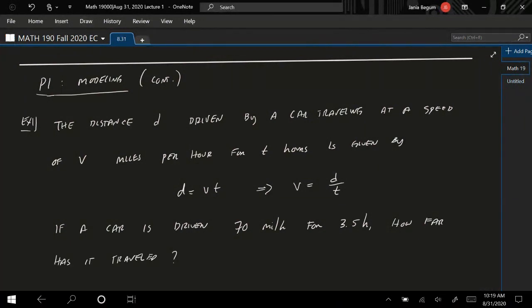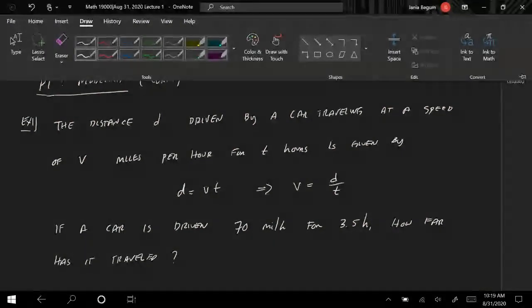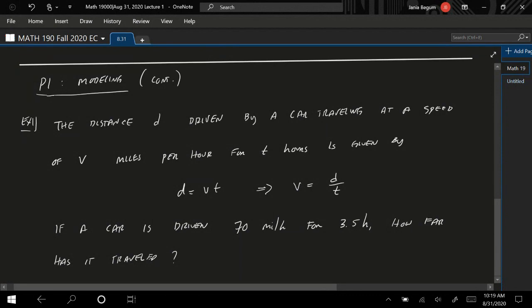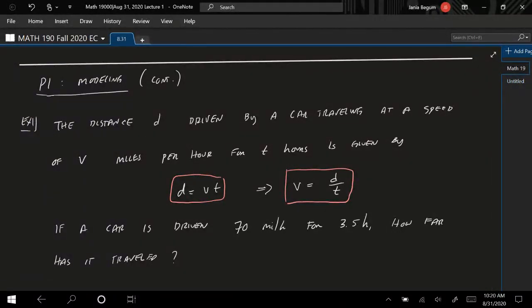So I'll give you a few seconds to just write down your answer and I'll work it out. We're going to be using this formula, or if you like, I like to remember using the second one: speed is equal to distance over time. But if you like distance is speed times time, that's also fine. Any of these formulas are fine because they're the same.